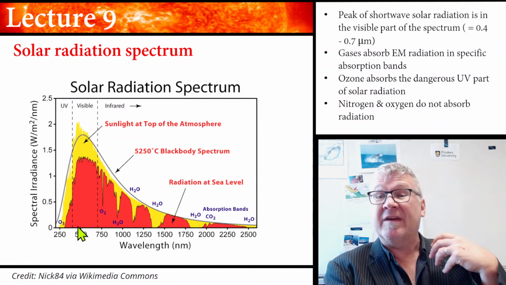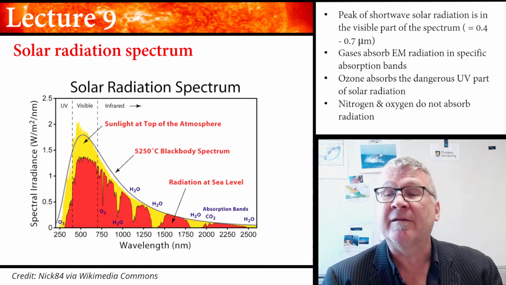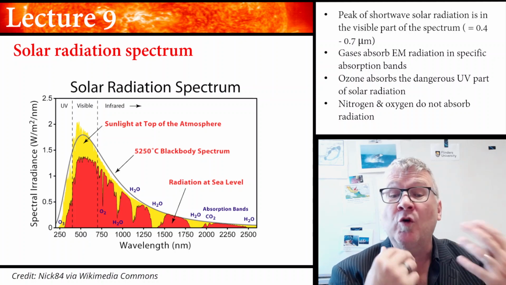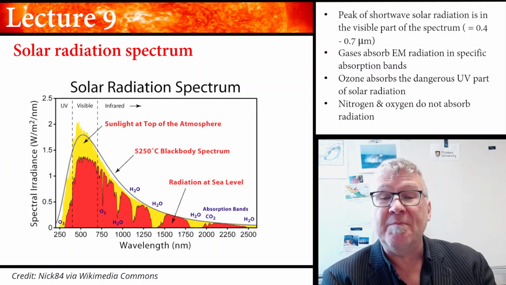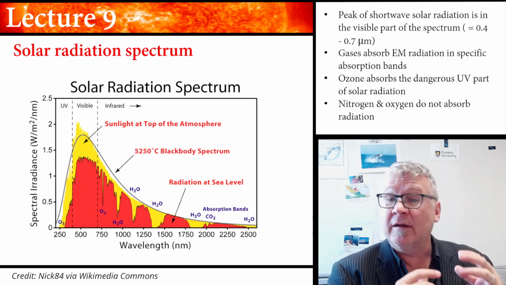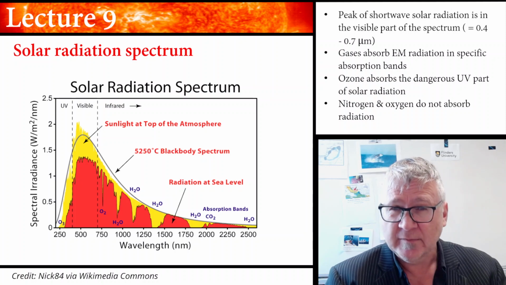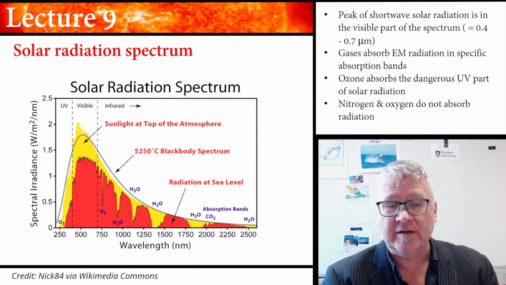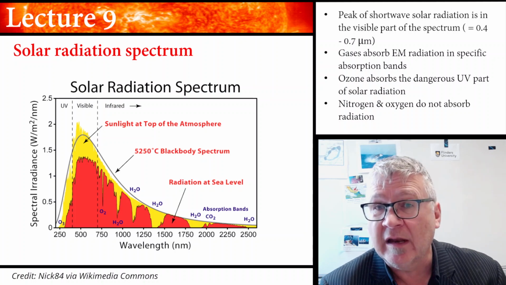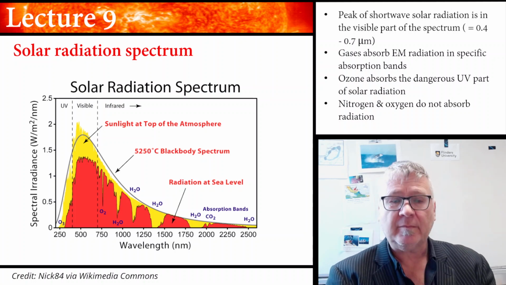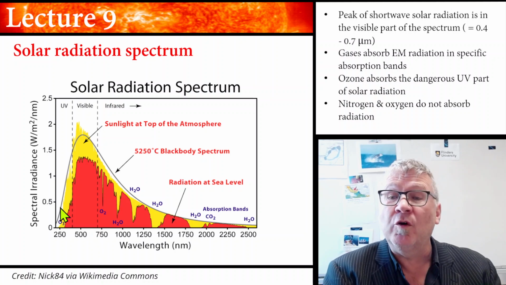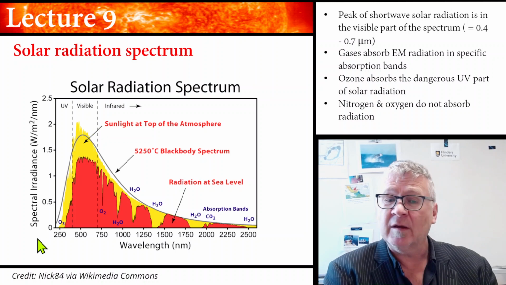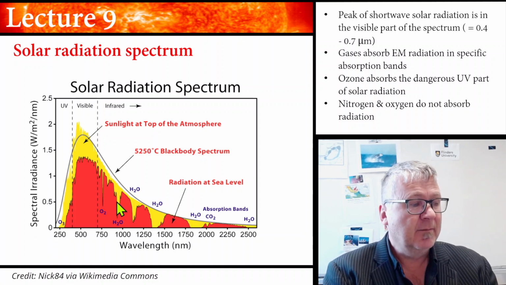So gases absorb electromagnetic radiation in specific absorption bands, and you can see that ozone and water vapor have the biggest influence on the solar radiation spectrum. The key components of air, nitrogen and oxygen, do not absorb radiation. So that's sort of a lucky feature here. And also featuring ozone, which absorbs the dangerous UV part of solar radiation. This is how it looks like.